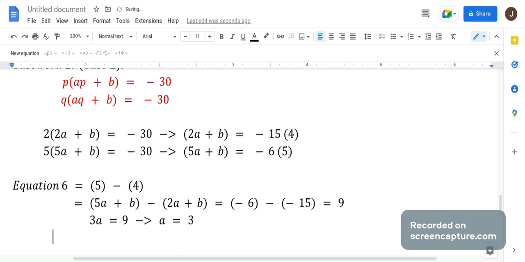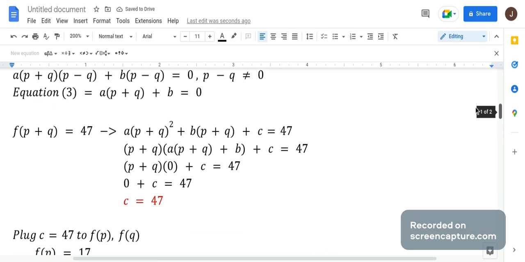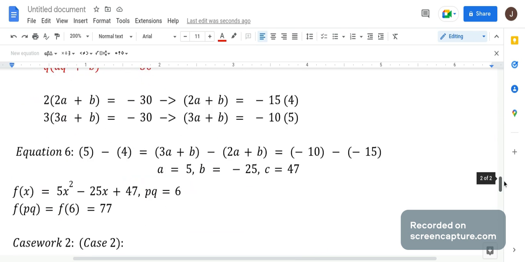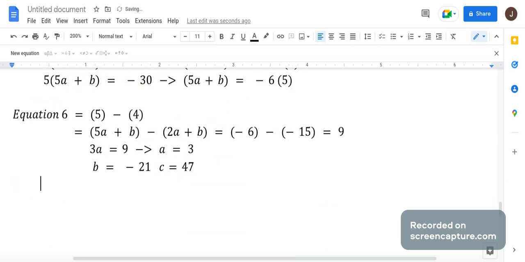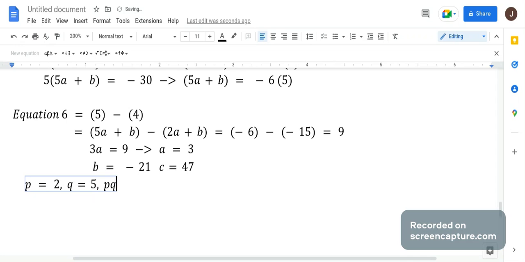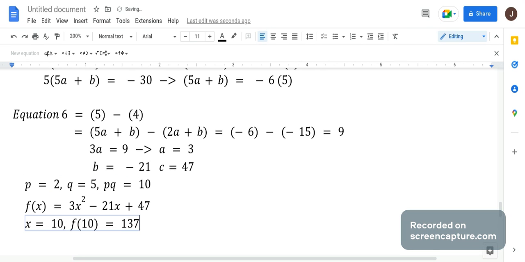We plug a is equal to 3 back into the original equation where we get b is equal to negative 21. So we have the values of a, b, and c. Remember that c is equal to 47, which we already determined above. So we know that a is equal to 3, b is equal to negative 21, c is equal to 47. We know that the value of p is equal to 2 and q is equal to 5, so the value of pq is equal to 10. So the equation for this case will be 3x squared minus 21x plus 47. Then we plug in x is equal to 10, which gives f(10) is equal to 137.